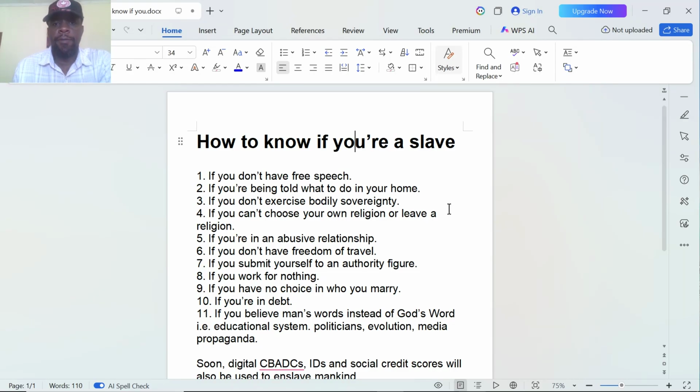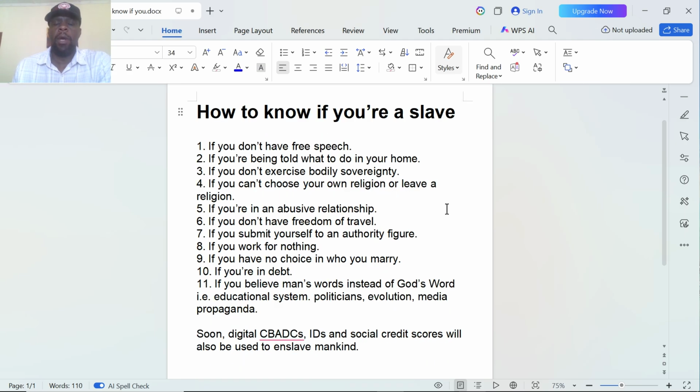I just wanted to share a few ways in which you can tell whether you're a slave or whether you're free. These 11 points that I've got here are not the only things that can be used to enslave someone. There are probably many things that you can think of as well that can result in someone being a slave. And some of you might think, well, I'm not going to watch this video because I know I'm not a slave, so I don't need to watch this.